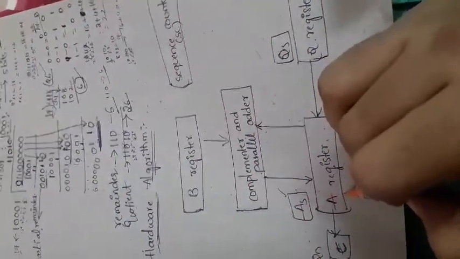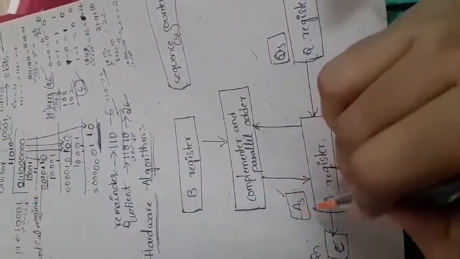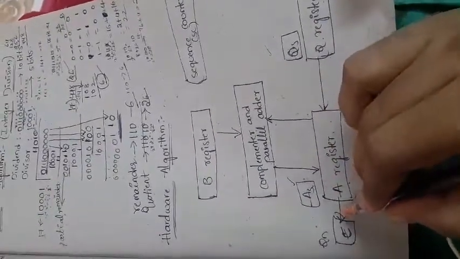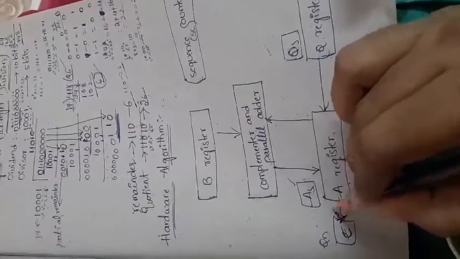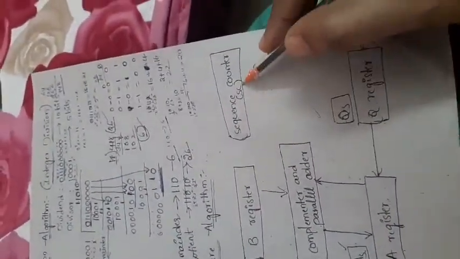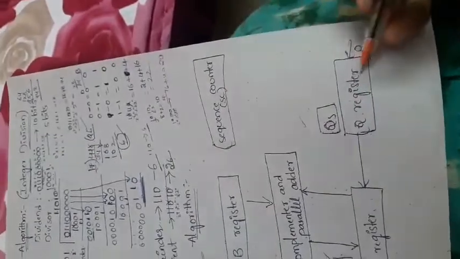That means a number may have a plus sign or a negative sign. We can verify it here: sign magnitude of the A register and sign magnitude of the Q register. And here we use a separate extra flip-flop, that is E. And the sequence counter, what is the sequence counter? The sequence counter holds n values, equal to the number of multiplier bits. So this is the hardware algorithm.